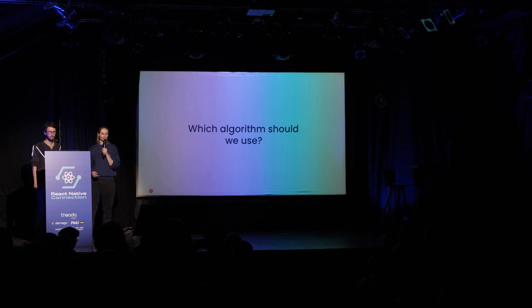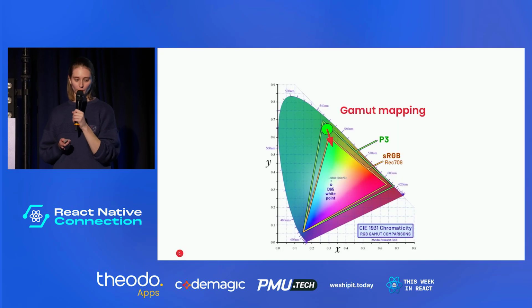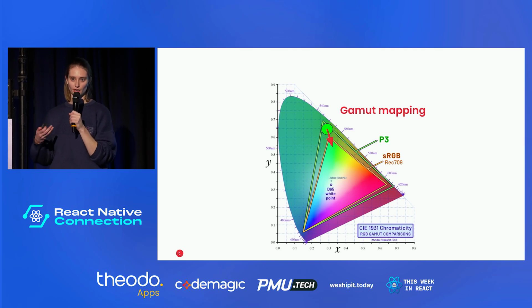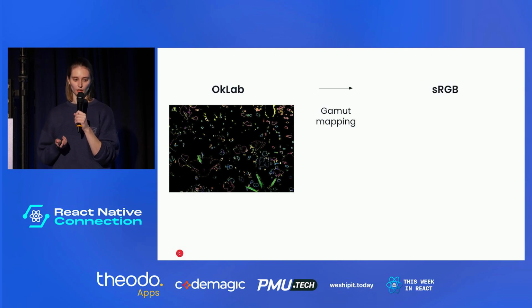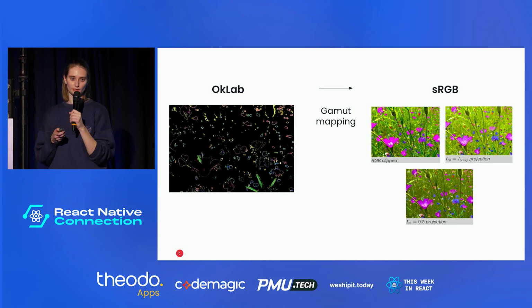The second question is which algorithm we should use for the gamut mapping. A quick reminder, for a color that is in P3 but not in sRGB, you would need the gamut mapping algorithm to try to find the best available color in sRGB. Here you have an example of an image in OkLab, and everything that you see in black are actually colors that exist in P3 but not in sRGB. So you need your gamut mapping algorithm. But depending on the algorithm you choose, you can have really different results, and some of them can even be weird.